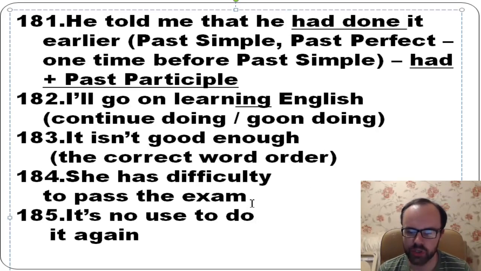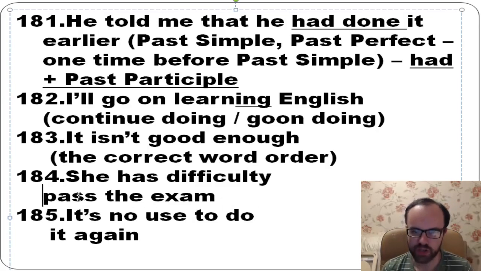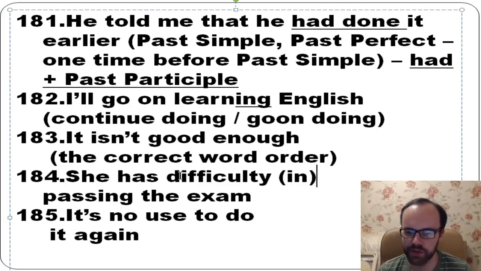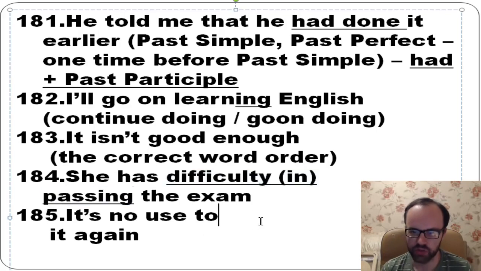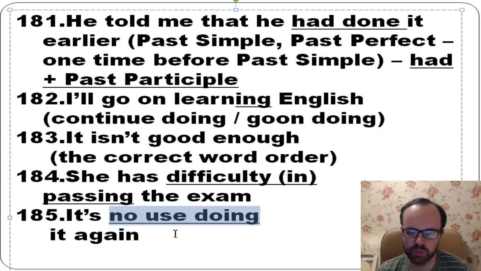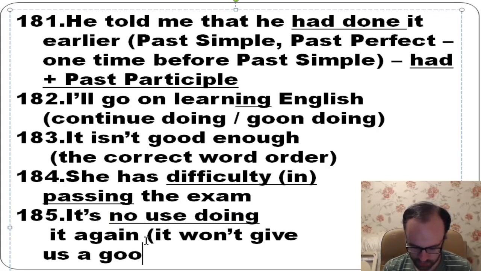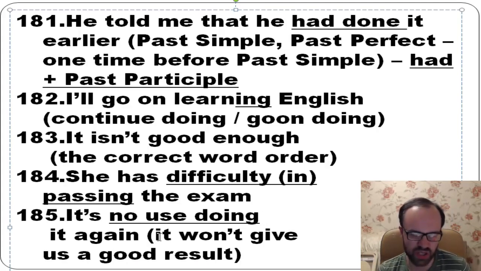Next, she has difficulty to pass the exam. Remember, have difficulty doing something, passing or in passing. Remember, have difficulty doing something or have difficulty in doing something. And here, it's no use to do it again. So the same thing, it's no use doing it. It means that it's pointless, it's bad, it won't give us a good result. It's no use doing it again. No use doing. Remember the structures.